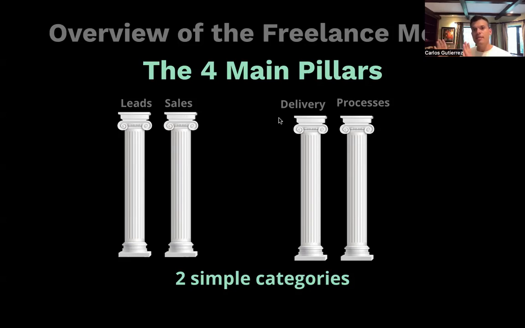And then on the back end pillars, we have, again, two different pillars. The delivery, actually building that website, actually creating that API integration, actually executing a TikTok marketing campaign, and the processes associated to the business as a whole. Processes like, how do we send out a contract? How do we get the signature of the contract? How do we actually create a cadence of communication with a client?